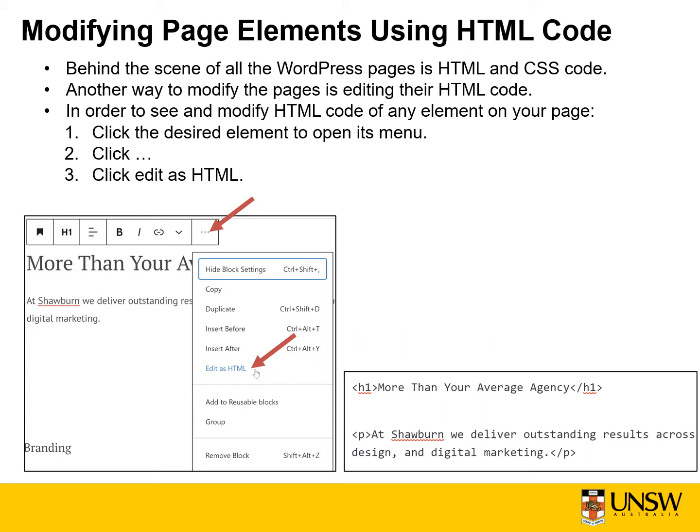In order to see and modify HTML code of any element on your web page, click the desired element to open its Edit menu, expand the menu, and click Edit as HTML.